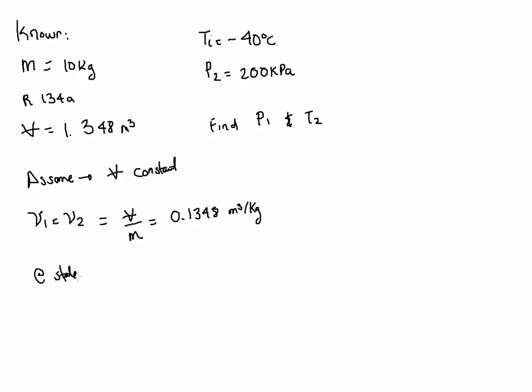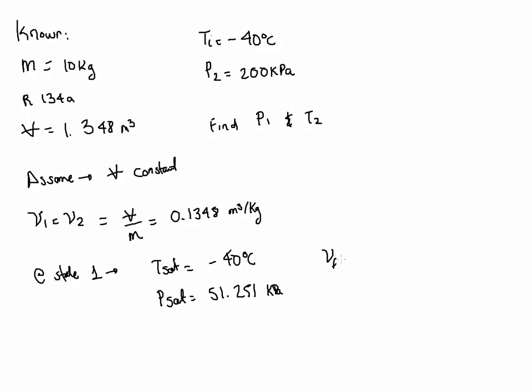So in state 1, we're going to have that the T saturated is going to be equal to negative 40 Celsius. And then we find the P saturated at that stage. So we're looking at table A11, and it's going to tell us that the pressure at that point is going to be 51 kilopascals. And in that case, we're going to find the values of the volume for the saturated liquid and the saturated vapor.